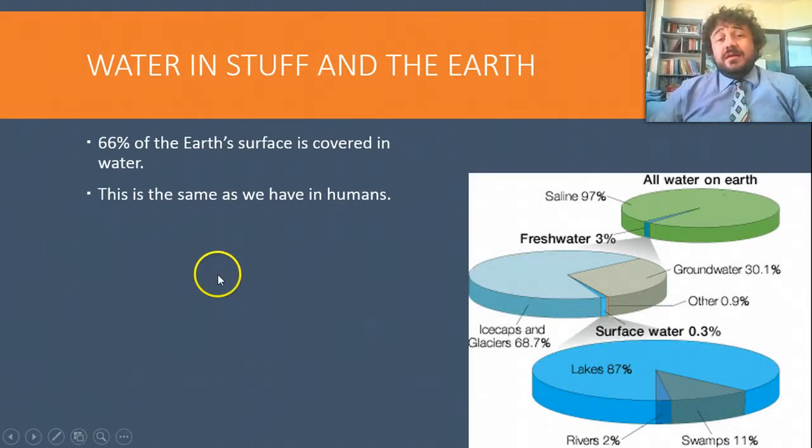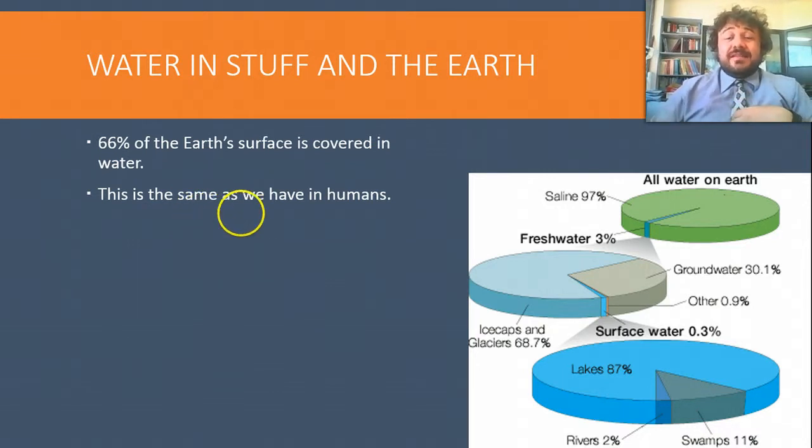So here we're going to look at water in the stuff and the earth. Basically, 66% of the Earth's surface is covered in water, and it's about the same in us. But let's have a look at that. So here's all the water on Earth, right? Saline means salty, so 97% of the water on Earth is salty. And if we look at just that 3%, the 3% of water which is there for us that's fresh, that we can drink, 70% of it, or thereabouts, is in ice caps.